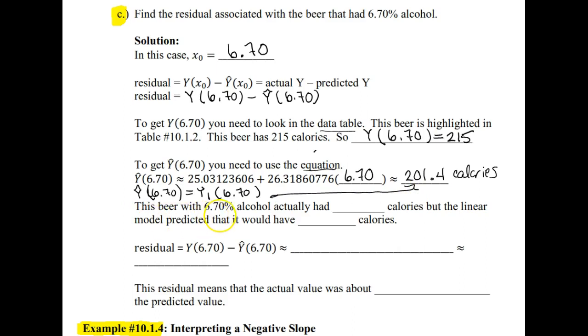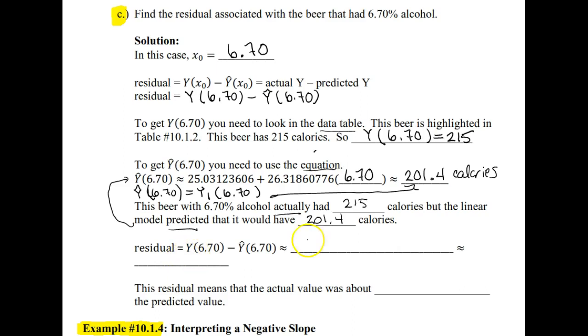So this beer with 6.7% alcohol actually had 215 calories. But the linear model, this linear equation, predicted that it would have 201.4 calories. So what actually happened and what we predicted to happen aren't exactly the same, and the residual measures the gap between those things.